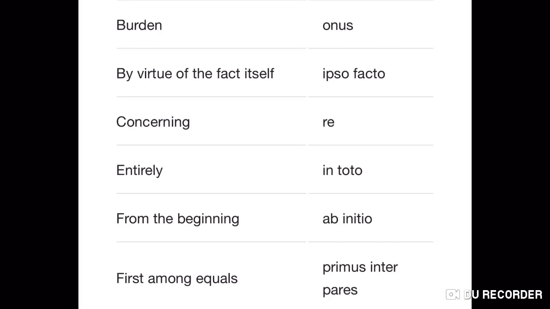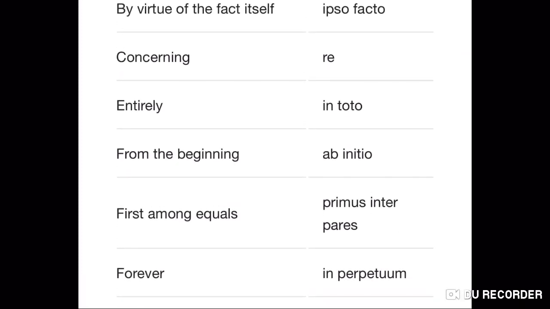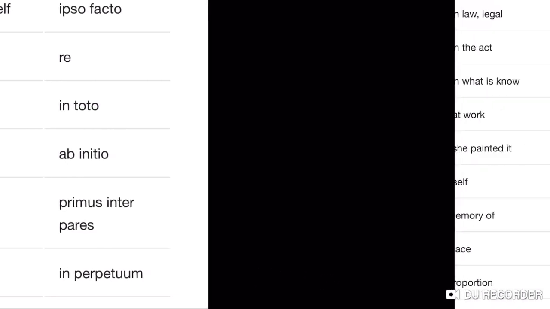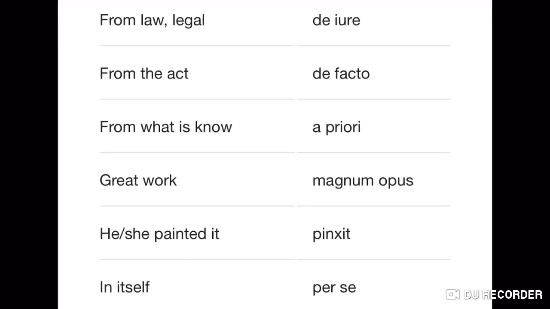Concerning re, entirely, in total, from the beginning, ab initio. And first among equals, primus inter pares. Forever, in perpetuum, or ad infinitum, to infinity. From legal or by law, de jure.